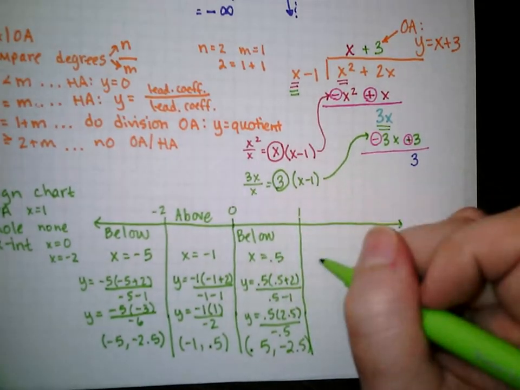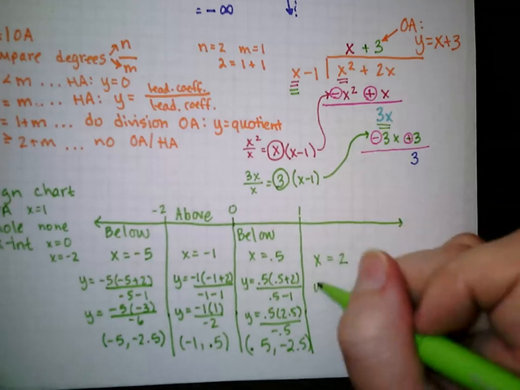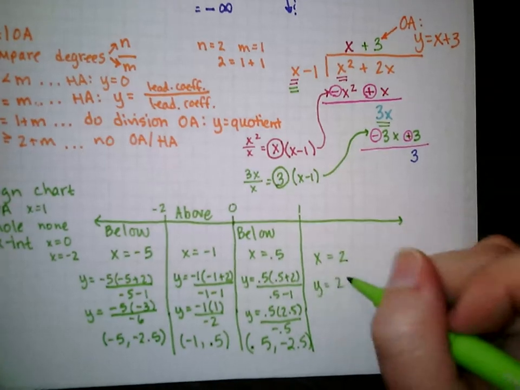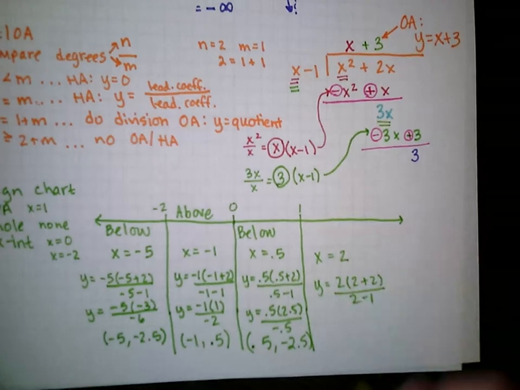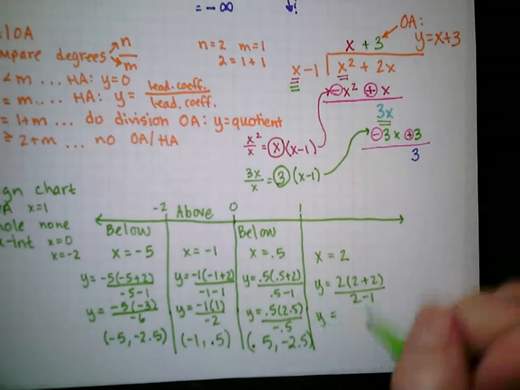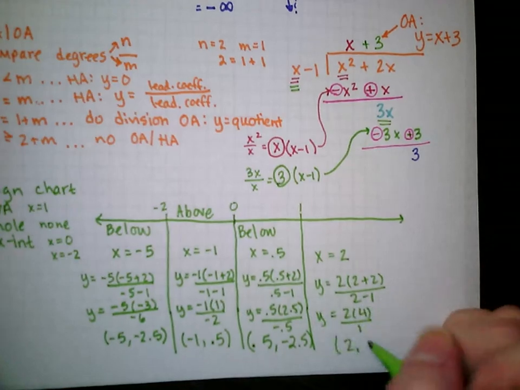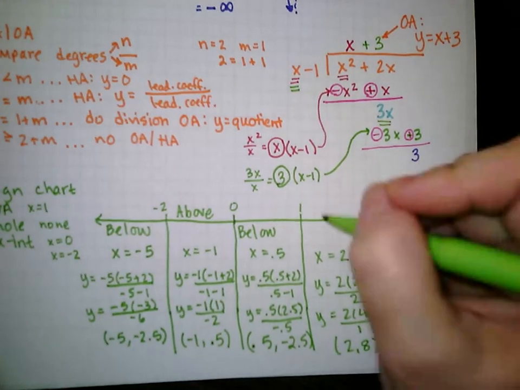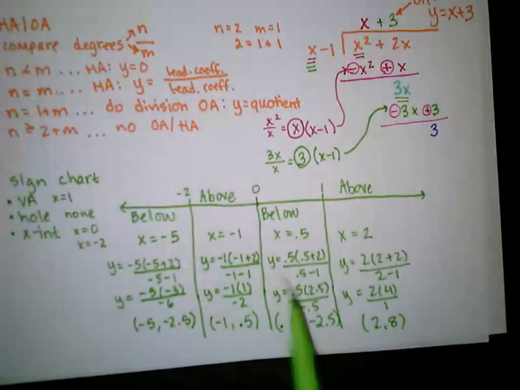And in this last section, we can pick maybe x equals 2, maybe 3, pick what you want. So we'll have 2 times 2 plus 2 divided by 2 minus 1. So that is 2 times 4 divided by 1. So 2, 8. So we are above. So this graph is going below, above, below, above.